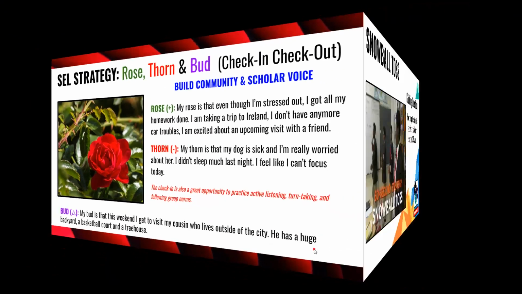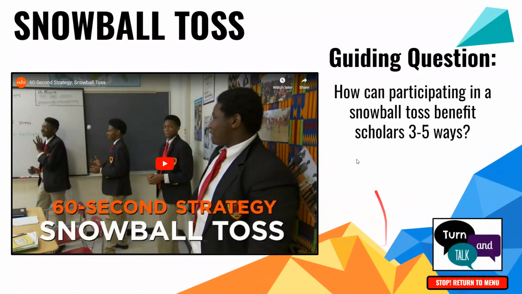Something like that. So this is just one strategy, rose, bud, and thorn. This is another one to foster appreciation, affirmation, but also a way to get the scholars moving. And this could be academic. This does not have to be a social skill. So we're going to see that this educator uses it for an academic goal. It's a part of the academic goal, but it also satisfies a social goal.